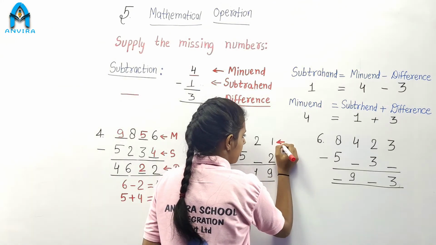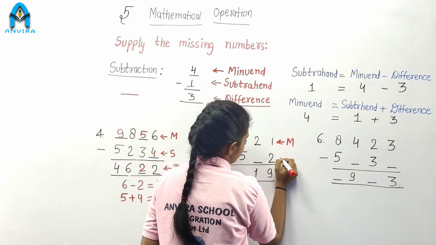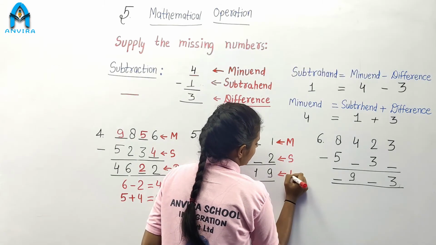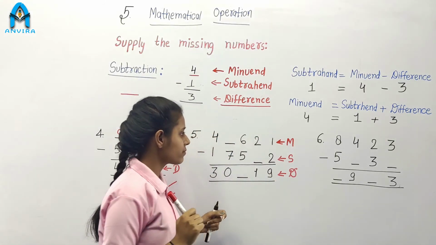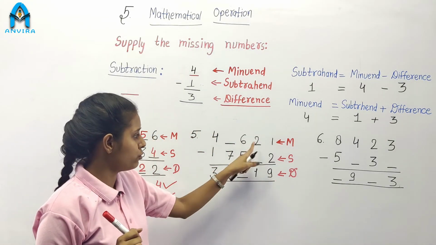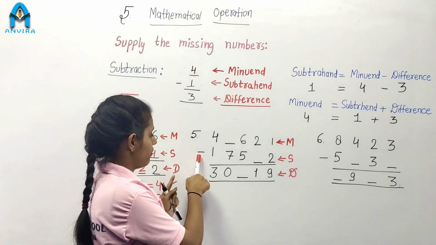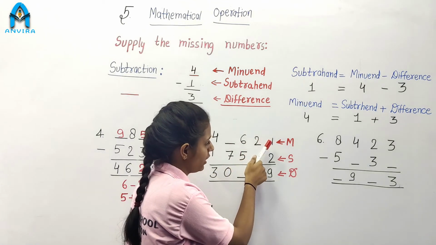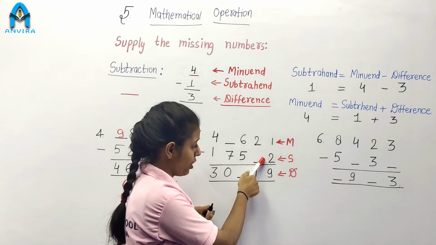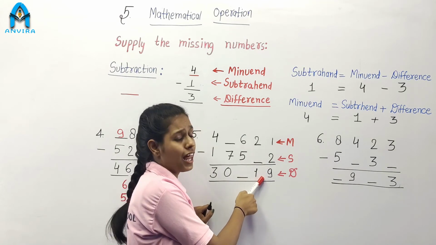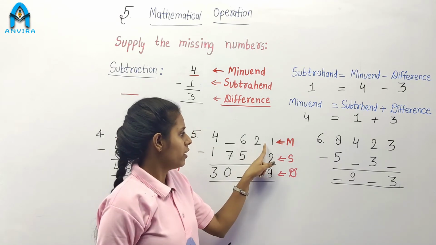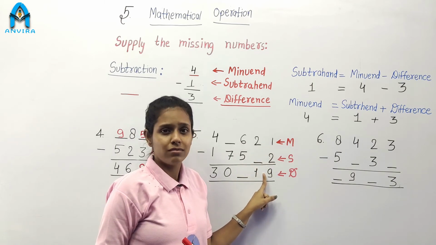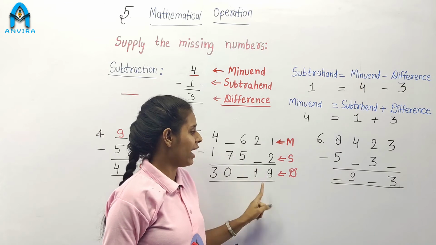This is minuend. This is subtrahend. And this is difference. So what do we have to do? We have to do minus. So 1 is minuend, 2 is subtrahend, and the difference is 9. So is it possible that 1 minus 2 is 9? No. What do we have to do?